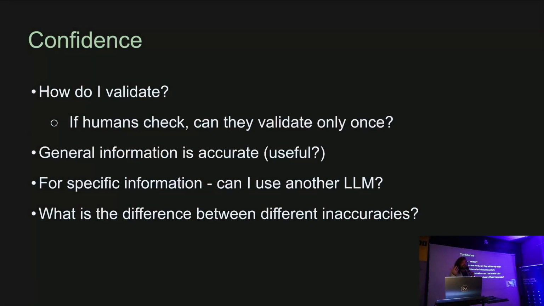Then confidence in terms of accuracy, quickly. So how do you validate? And then if humans check, is there a way to validate it once and then say, yeah, okay, this method works, I'm not checking it anymore? Or do you have to validate it every time? Is this general information? I've been told that it's useful. So you can ask what's the protocol for something that's well known.